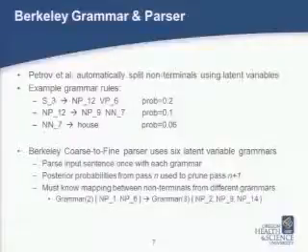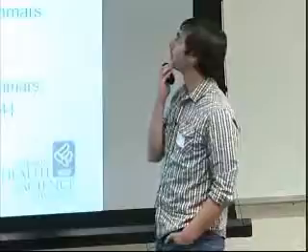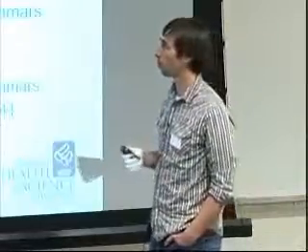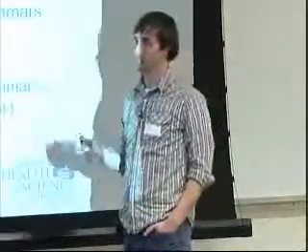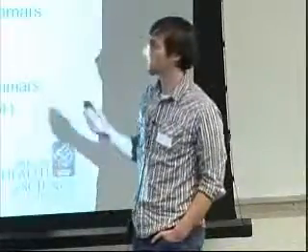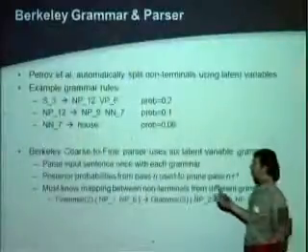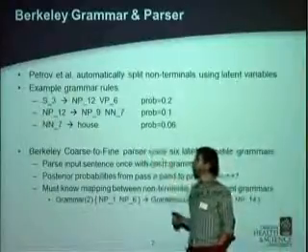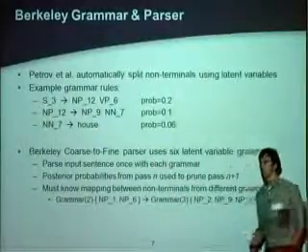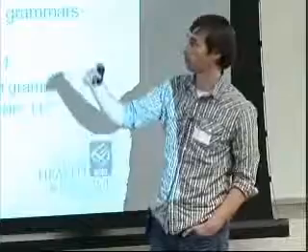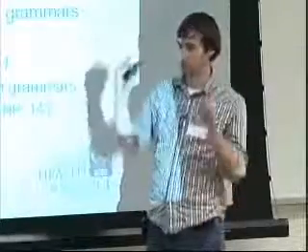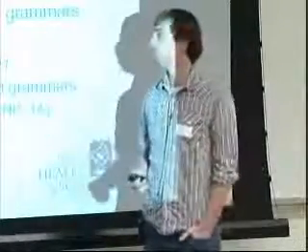So a little more detail about the latent variable grammar from Petrov. Like I said, these non-terminals are automatically split into subcategories, and these subcategories are just explicitly annotated onto the non-terminals of the grammar. So you have a sentence in category number 3 out of, say, 12.